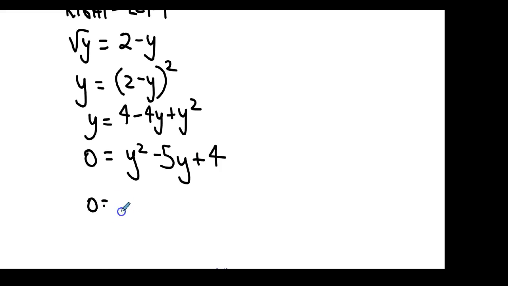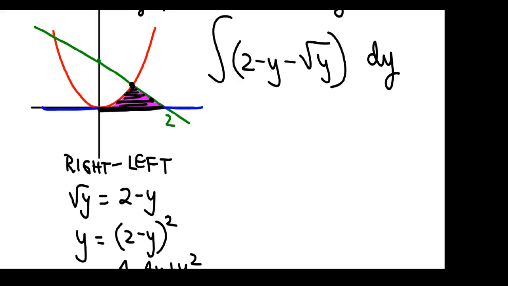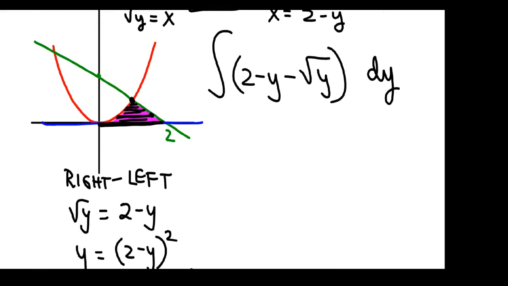Now when you factor it, y minus 4 and y minus 1, you have y equals 4 and y equals 1. And something's wrong. What am I doing? Okay, so I found that these two things intersect when y equals 4 and y equals 1. They sure do. They intersect there. They intersect here.